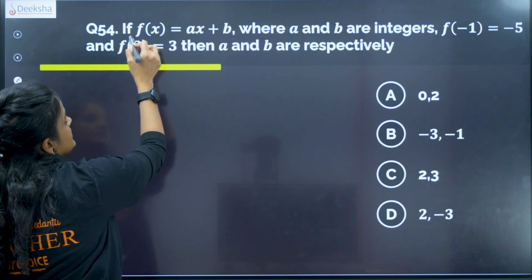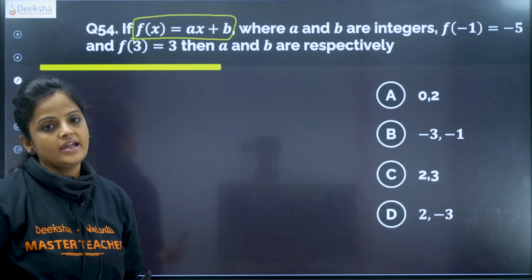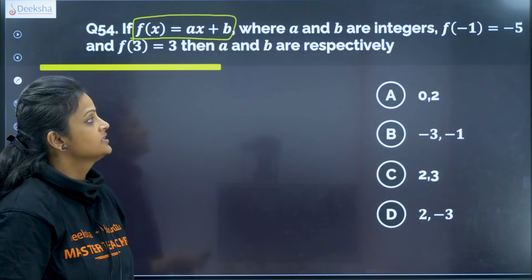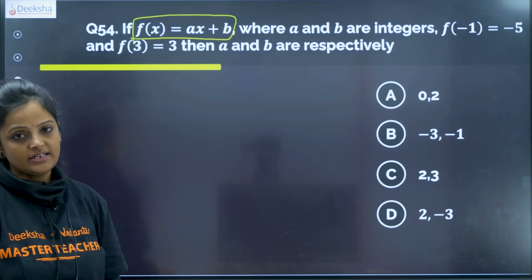f of x is linear, what they have given is ax plus b, where a and b are integers, and f of minus 1 is minus 5, f of 3 is 3.